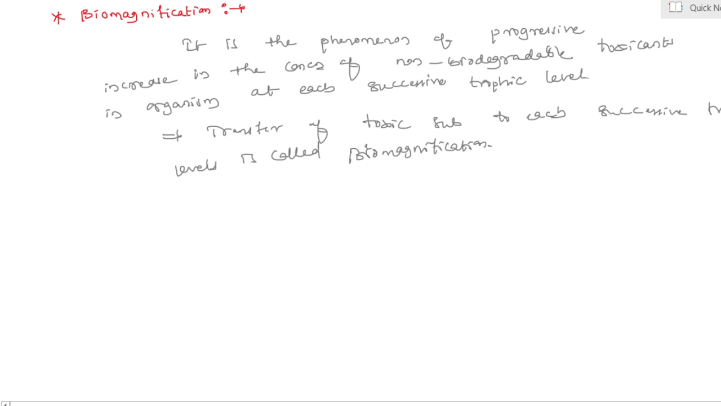Yes, my dear students, it is clear. And what are the causes of biomagnification? Here, harmful chemicals and pesticides like DDT etc. are sprinkled on crop plants to protect them from pests and diseases. These chemicals either wash down into soil or into water bodies.